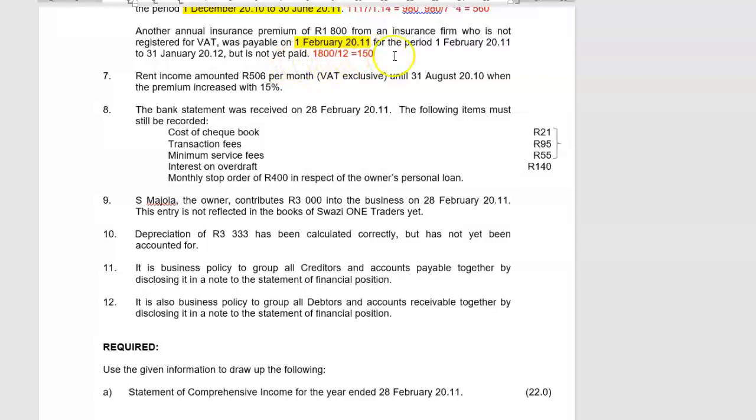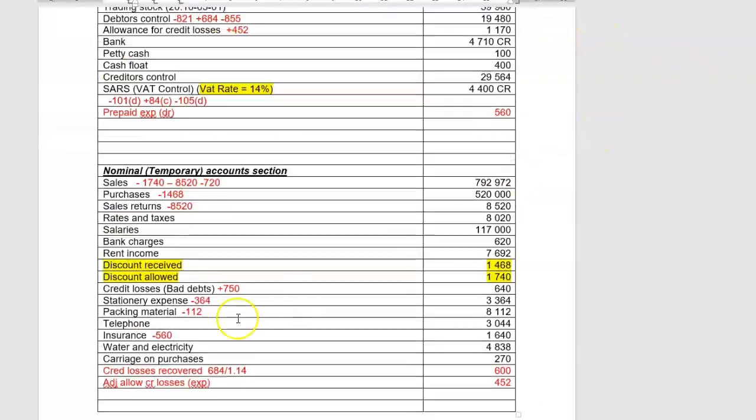So what are we going to do with that? We are just merely going to create the expense. So we're going to add it to our insurance plus 150 Rand. And then it is accrued expenses that we have to credit.